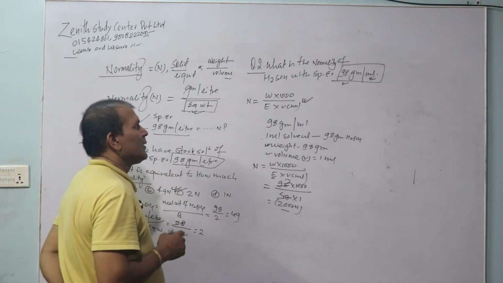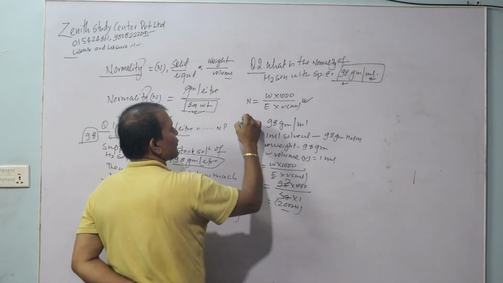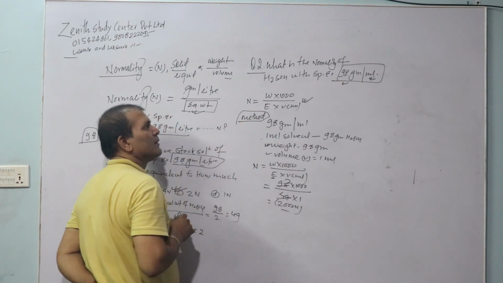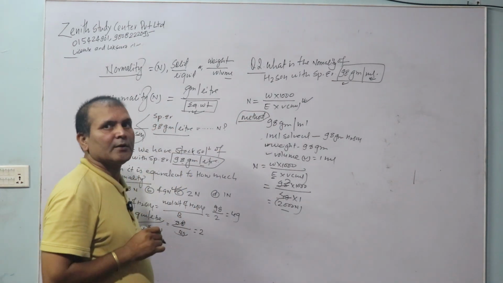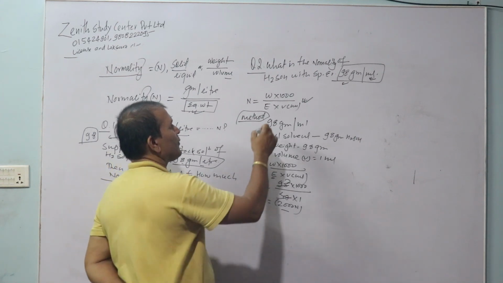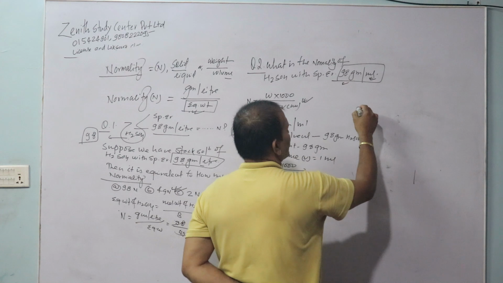So that is method 1: you calculate the normality directly using the formula. Method 1. Method 2.